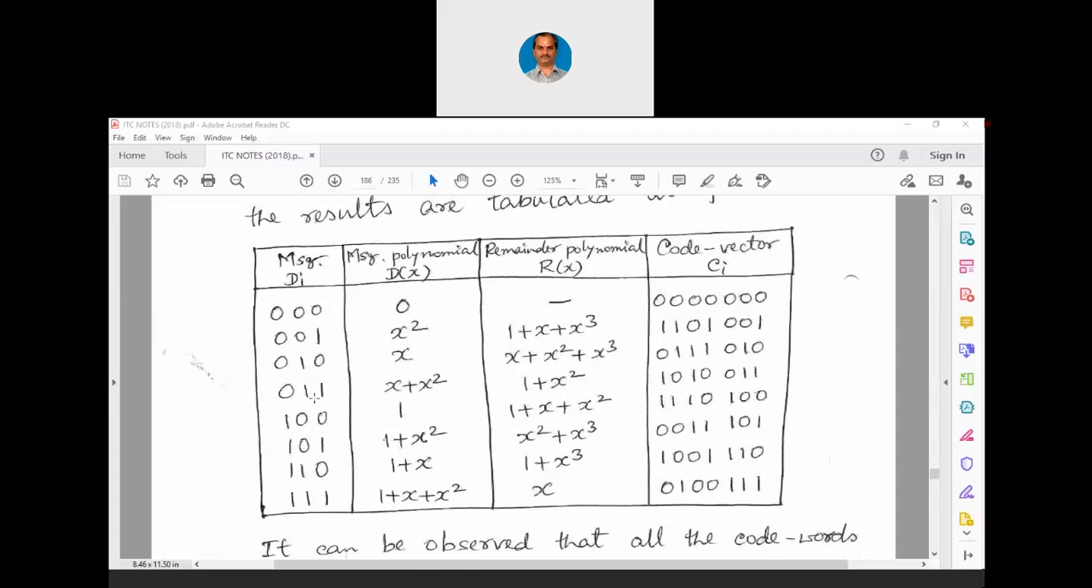You can see here, for message 0, 0, 0, obviously the code vector is all 0. And for 0, 0, 1, the message was x squared, and the remainder polynomial which we obtained was 1 plus x cubed. Now the remainder polynomial is written in the beginning, and the data vector is written at the end. So corresponding to 1 plus x cube, it is 1, 1, then 0, then 1. That is there here. 1, x, then here you have x cube. In between x square is absent, so in that place write 0.